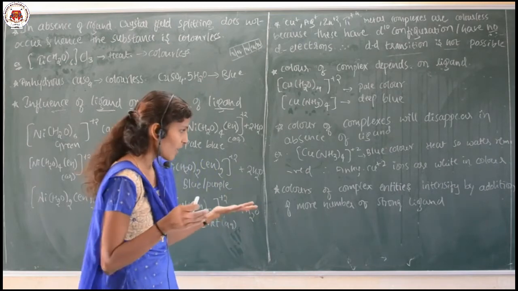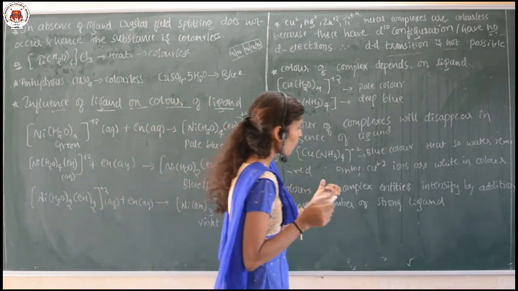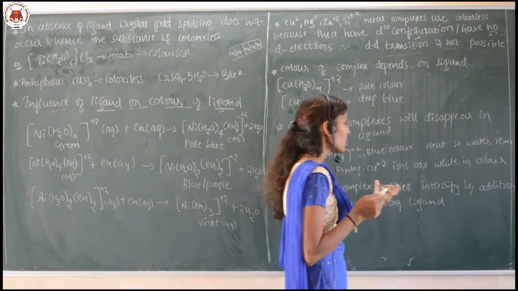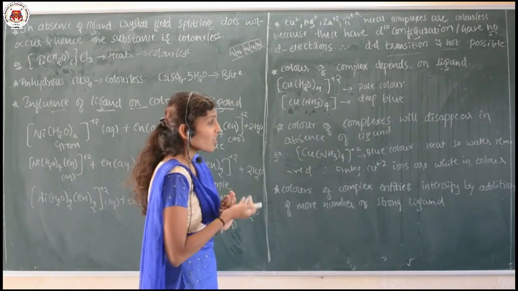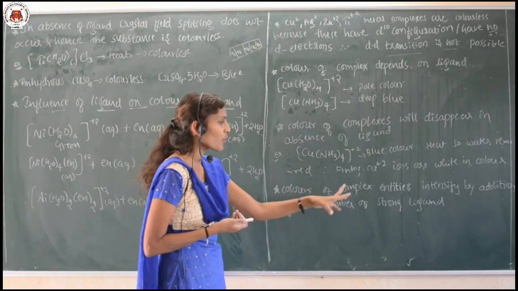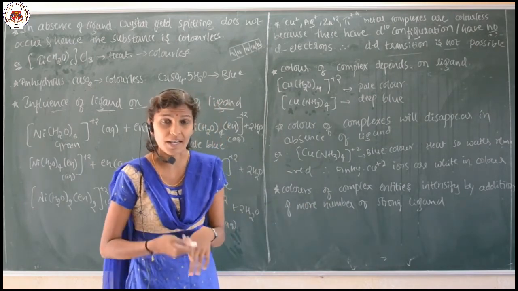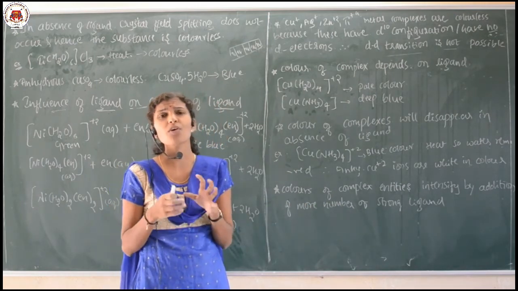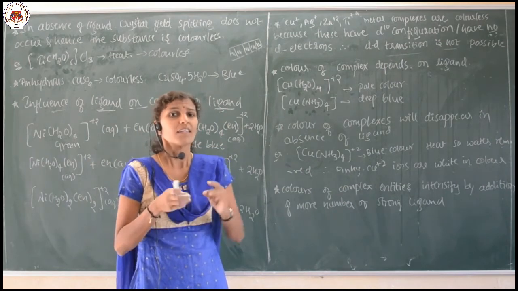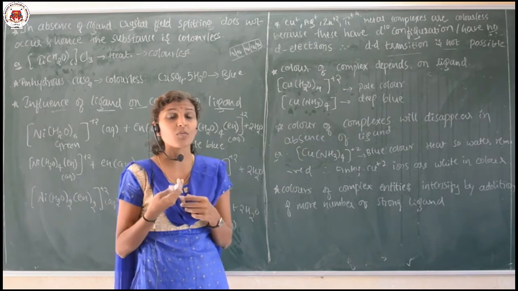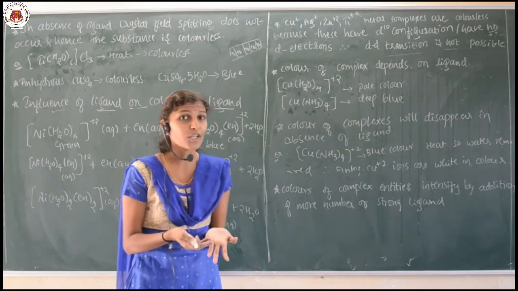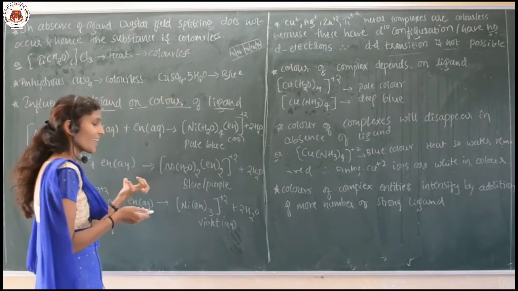And the last point: the colors of the complex entities intensify by the addition of more strong ligands. Suppose I am adding more of the strong ligand, the color will intensify. It means a color change is going to take place. How does it occur? Let me explain by taking this example.